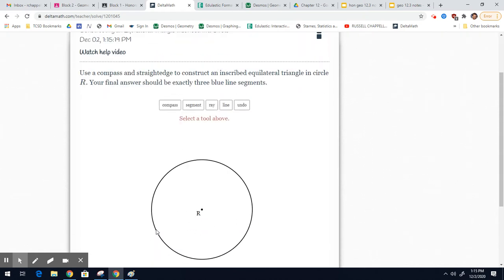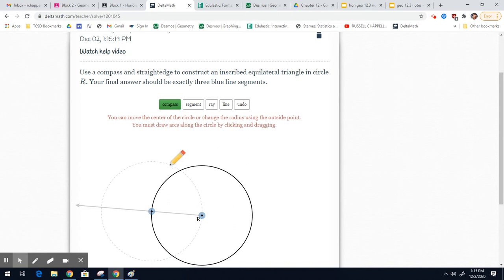So we need to mark a point on the circle. Now there's no point tool, and you can't use a segment because it's going to disrupt the final answer. So we're going to use a ray, and I'm just going to go off here and drop a point right there. So that's the point. Now we're going to set our compass to this radius, and I'm going to create a circle here, and I'm going to mark this point and this point. Okay, so see the arcs I created.